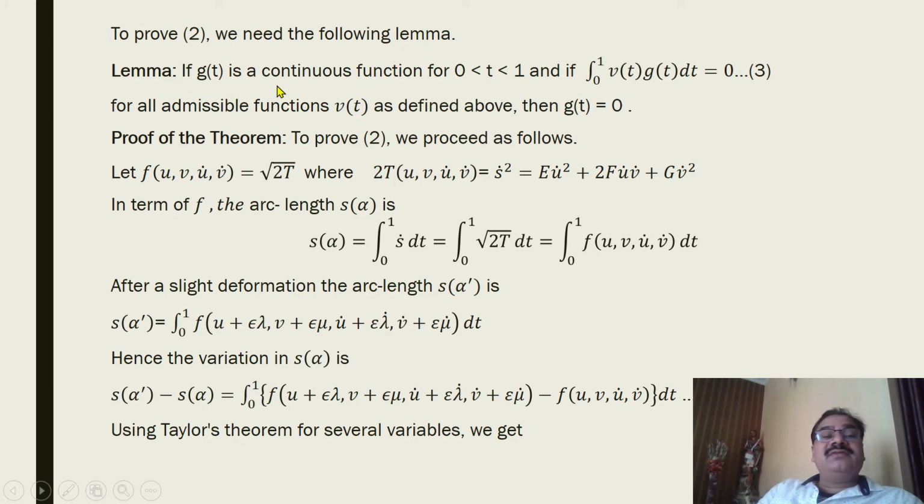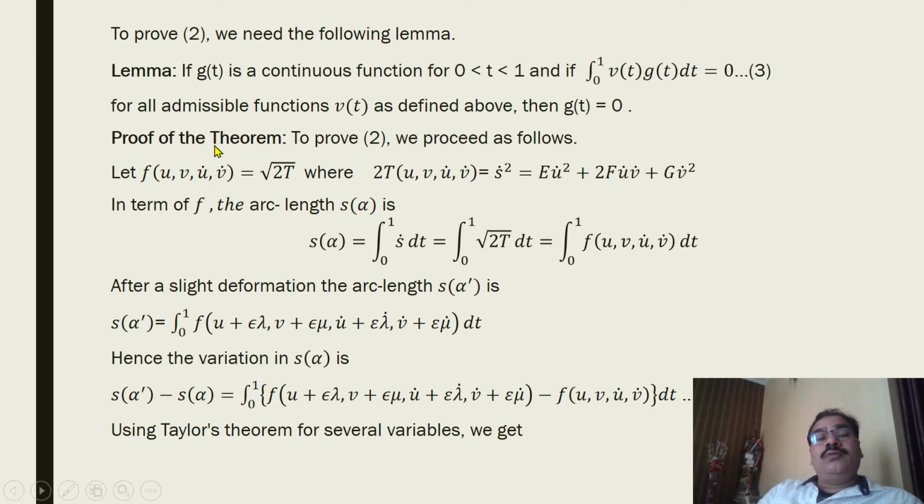So this lemma is: if g(t) is a continuous function between 0 and 1, and if the integral from 0 to 1 of v(t) g(t) dt is equal to 0 for all admissible functions v(t) as defined above, then g(t) will also be 0. This is the lemma. So on this well established lemma, how can we start the proof?